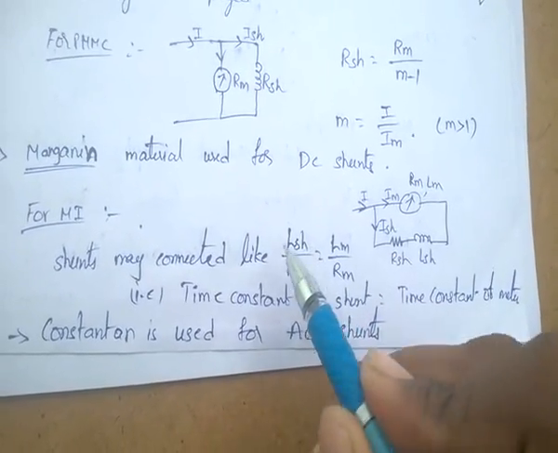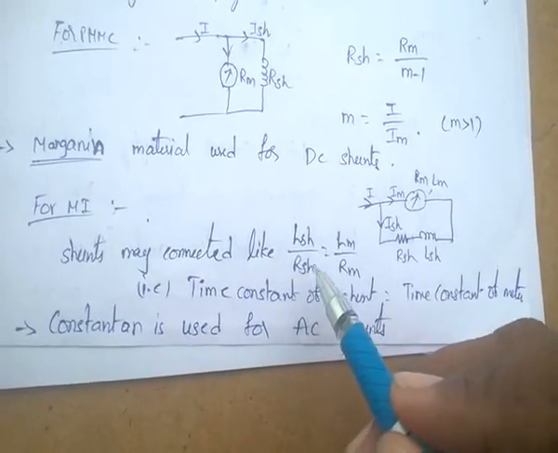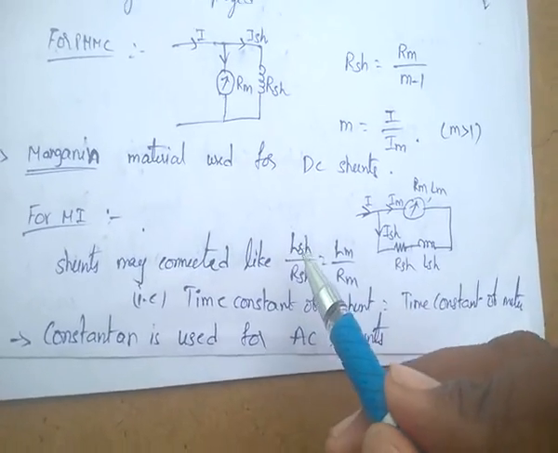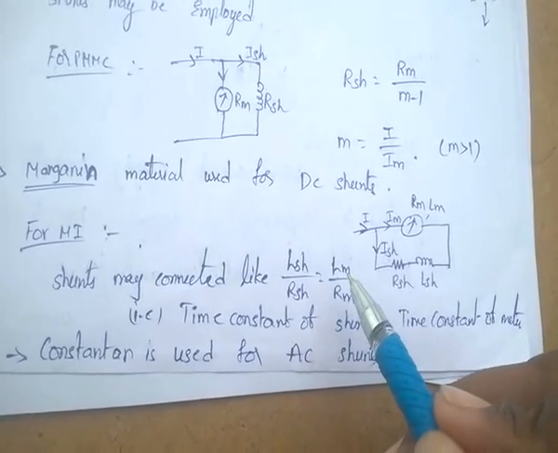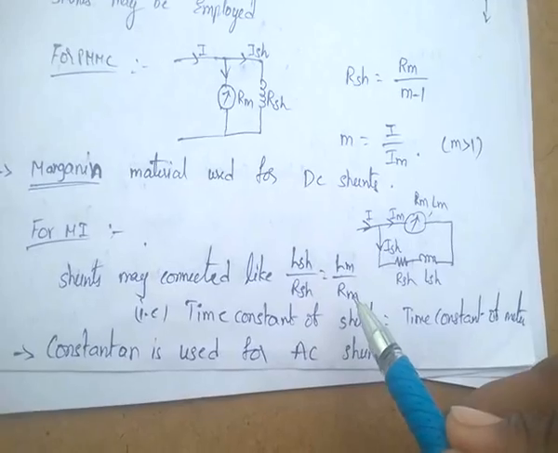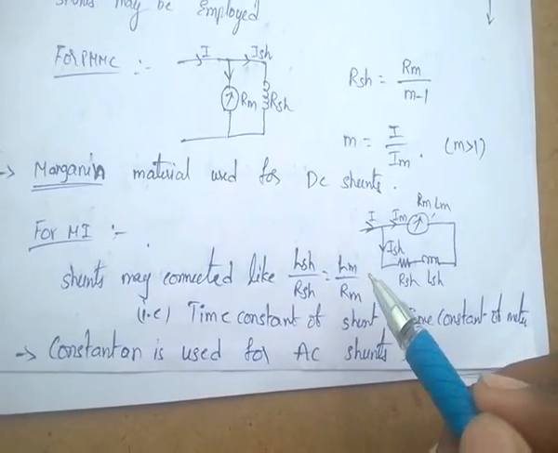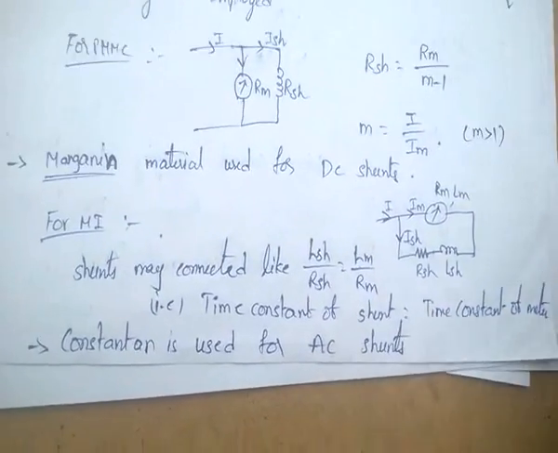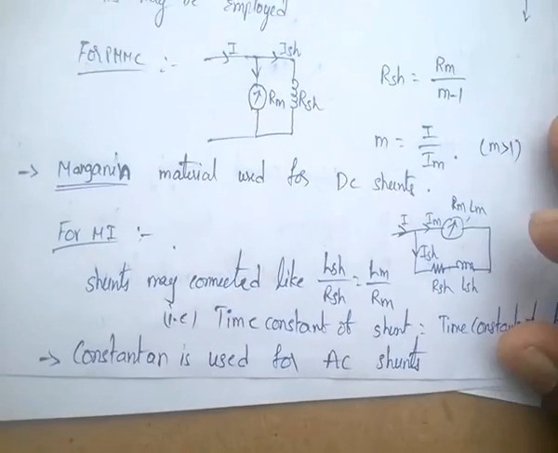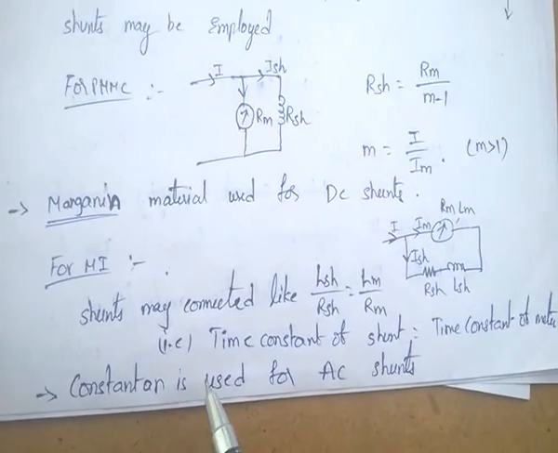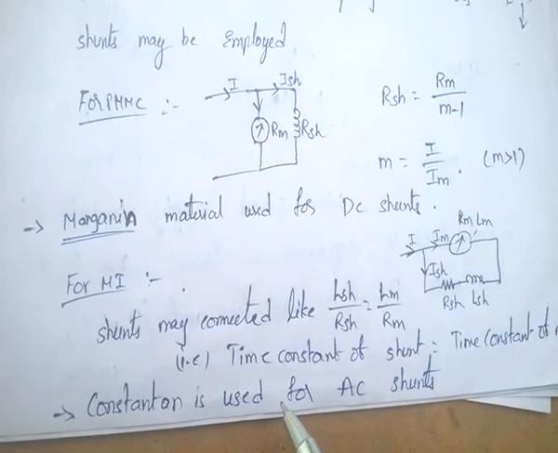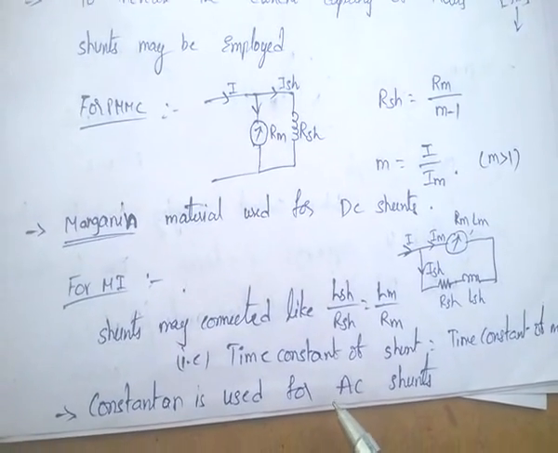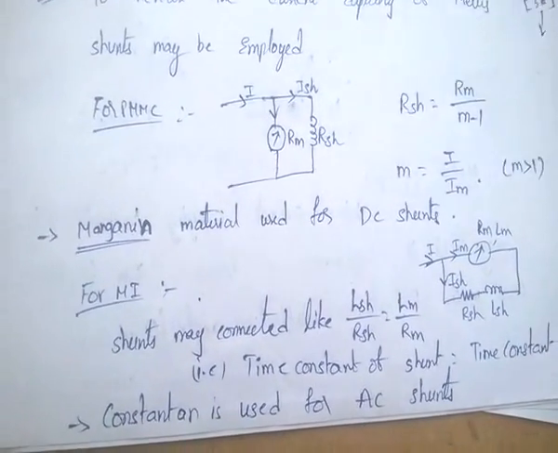Time constant of shunt means LSH by RSH is equal to time constant of meter, Lm by Rm. In this way we can connect shunts for AC circuits, for AC meters. Okay, for AC shunts, constantan is used. Constantan also has a constant temperature coefficient.